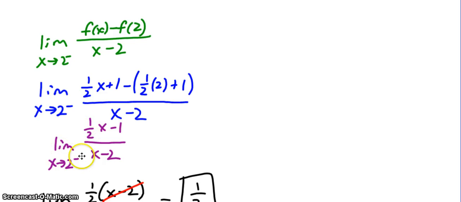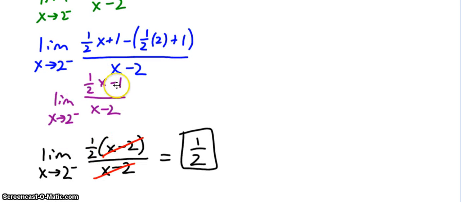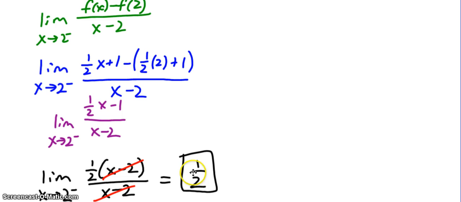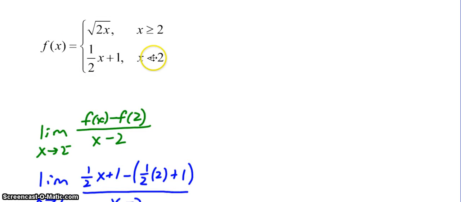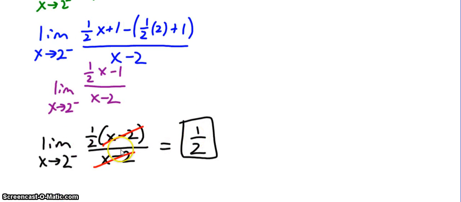So I end up with the limit as x goes to 2 from the left of 1/2 times x minus 1 over x minus 2. I factored out 1/2 from both of these, and I ended up with 1/2 times x minus 2 over x minus 2. Those reduce, and I get 1/2. So what does that tell me? That tells me that the slope of the tangent line at 2 for this piece is 1/2.